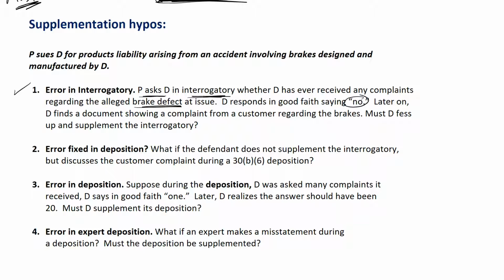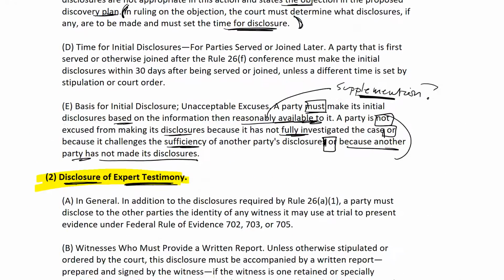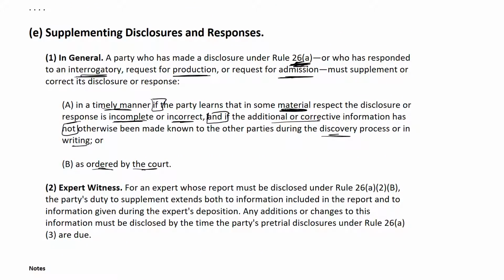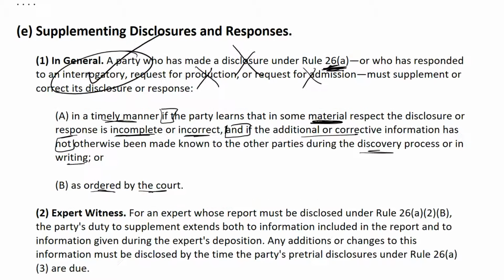So later on, the defendant finds a document showing a complaint from a customer regarding the brakes. Must the defendant fess up and supplement the interrogatory? The answer here is going to be yes. Why? Go back down here to the rule. Is this a disclosure? No, it's discovery. Has there been an interrogatory, production, or request for admission? Yes, there's been an answer to an interrogatory, not for production, not for admission. So there's been an interrogatory response.